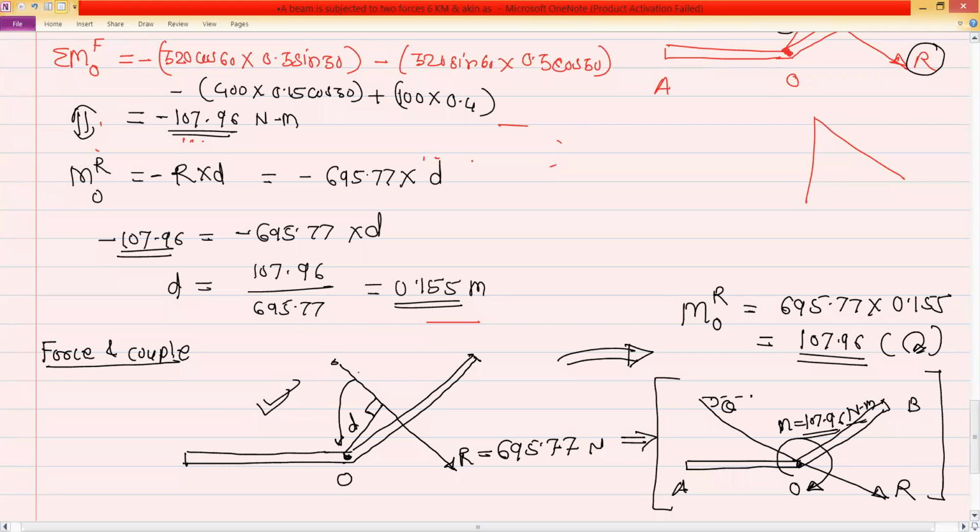Okay, so I hope this point is clear: how to convert a given complex system into an equivalent force and couple system about the given point. If you have any doubt, you can ask.